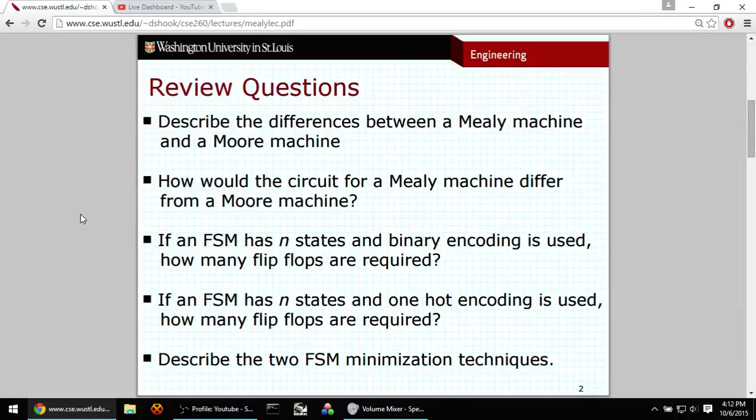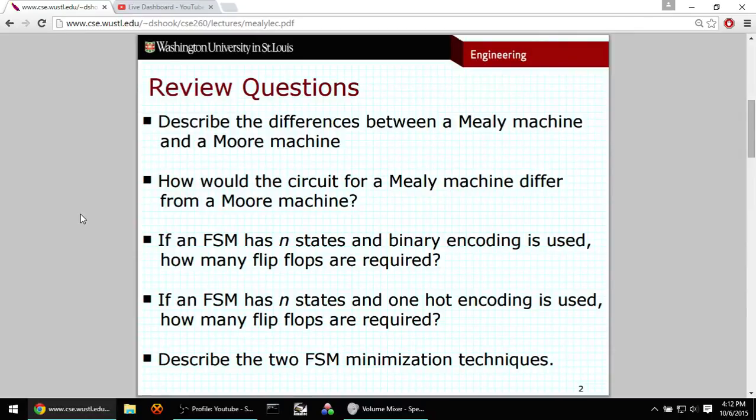Moore machines depend on the previous state, and they use output by the state, whereas the Mealy machine uses output by the transition. Exactly, yeah. So that is the primary difference. In a Moore machine, the output is determined solely based on what state we're in. In a Mealy machine, the output is based on the transition, which is a function of the state and the inputs, right? So how does that affect our circuits?